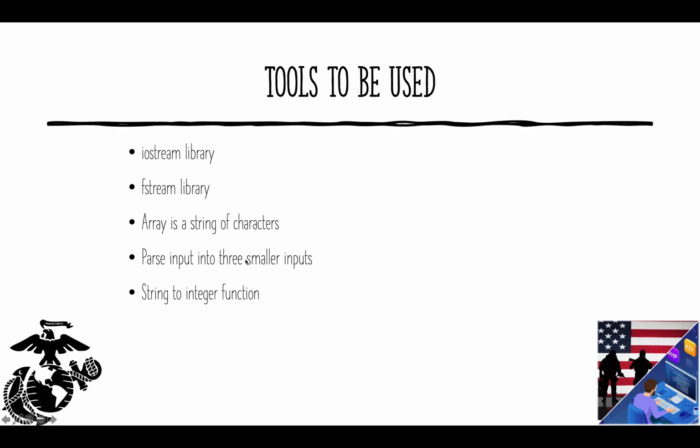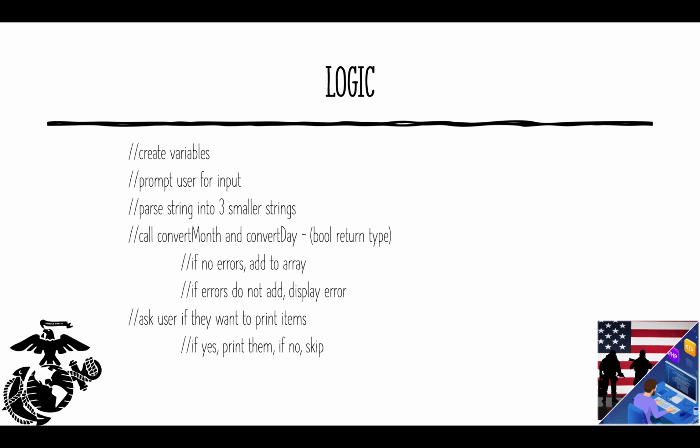So we're going to show you guys how to manipulate strings, because a string is just an array of characters. And again, parse it into three smaller inputs, and we're going to use the string to integer function that will be used. And here's just our logic. So we're going to create variables, prompt the user for the input, parse the string into three smaller strings. We're going to have a function called convert month, a function called convert day. It's going to return a boolean, a true or a false.